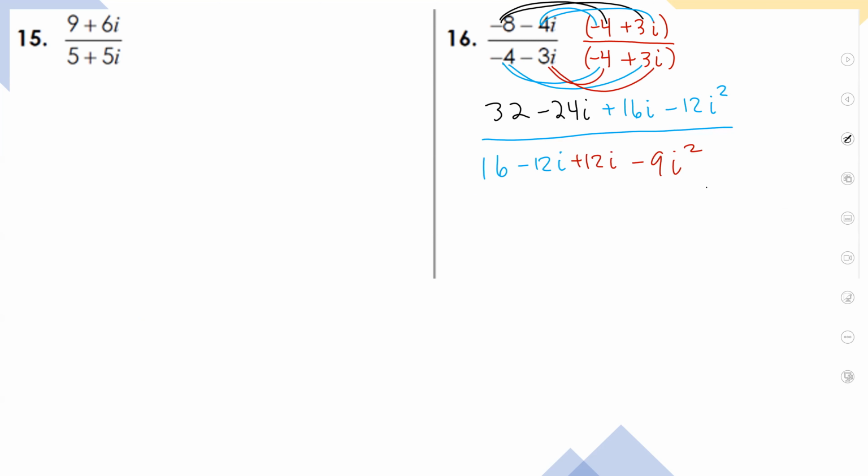Now we're going to just simplify some things. Do you see that these cancel? Okay. Let's combine the middle term. What is negative 24i plus 16i? Negative 8i.